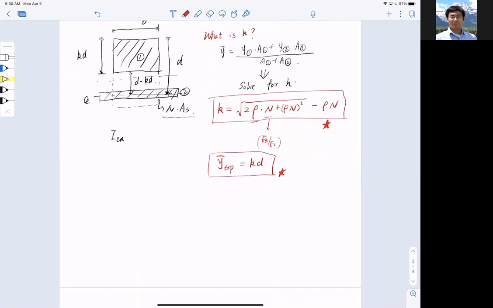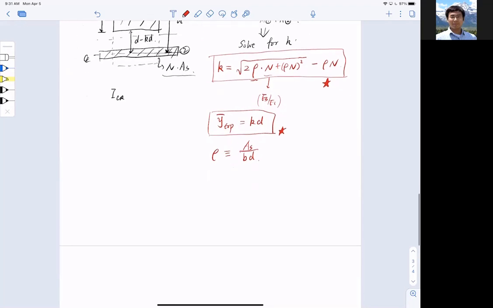And now rho. Rho is the reinforcement ratio. It's simply defined as AS, the reinforcement steel area, divided by the area of the cross section BD here. So that is how we compute the cross section for the cracked elastic stage.